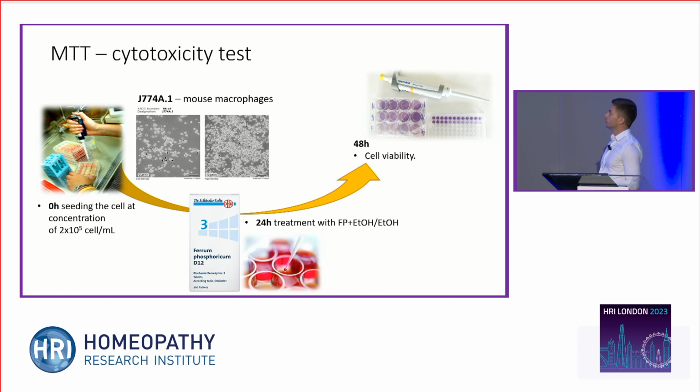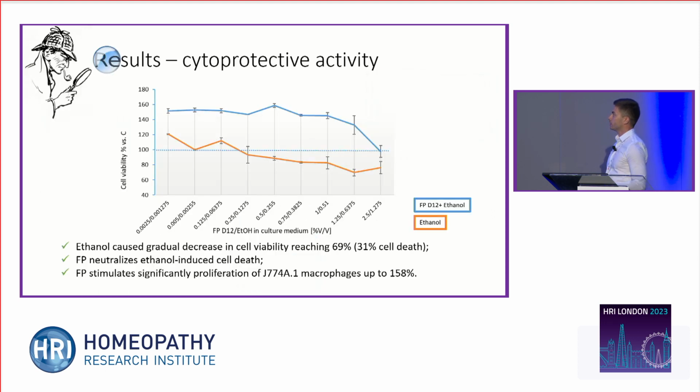And then at day 2 we measure the cell viability by MTT test, as you see. And here are the results. I'll draw your attention first to the effect of ethanol, the orange line. You see that with the increase of ethanol concentration, expectedly and dose-dependently, we have significant cell death from a certain concentration. But here is the effect of ferrum phosphoricum D12, which is more interesting.